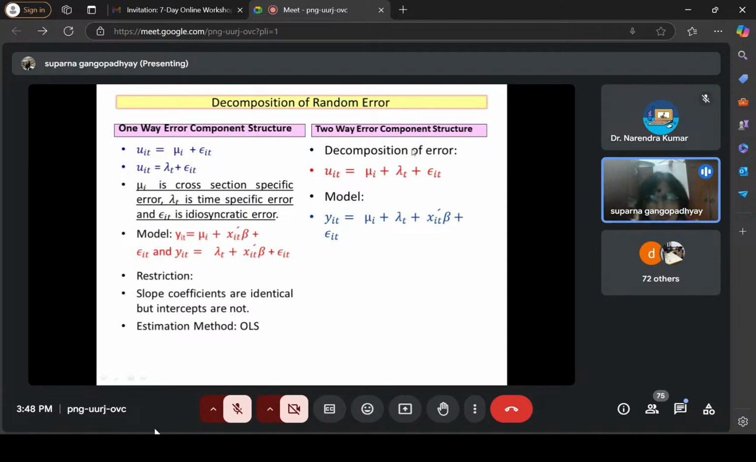Now, if two-way error component, then you have the freedom, or the methodology, to break it in both ways: cross section and time series.